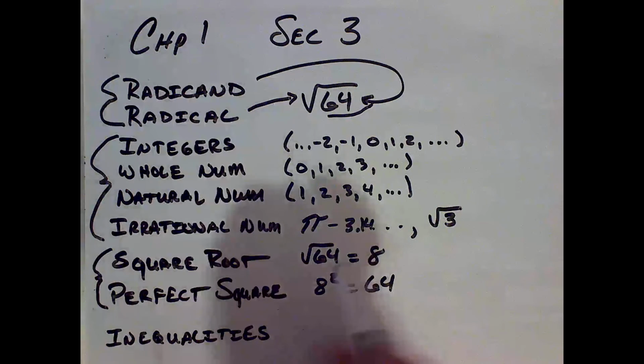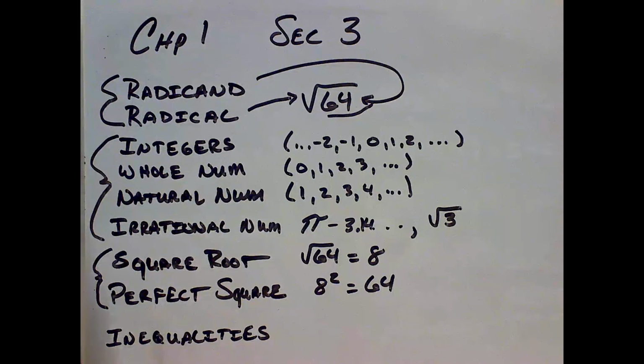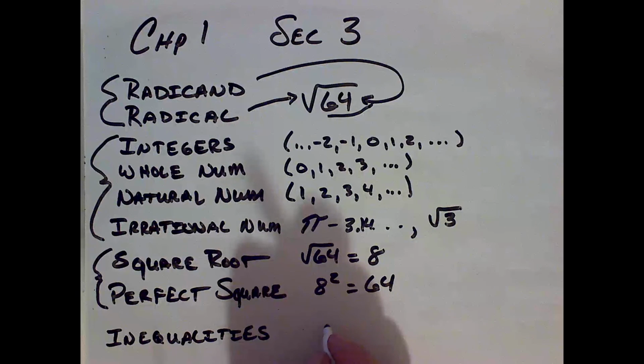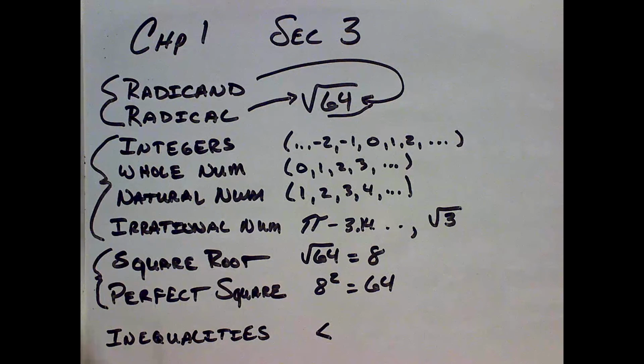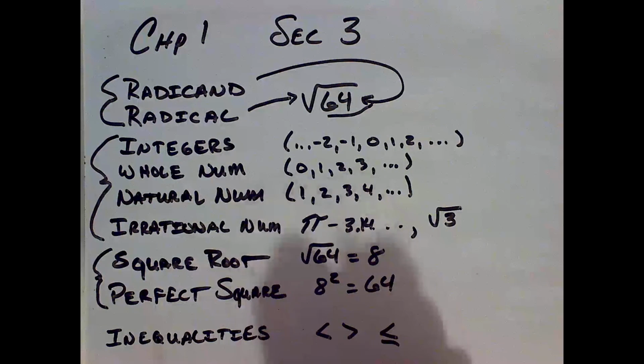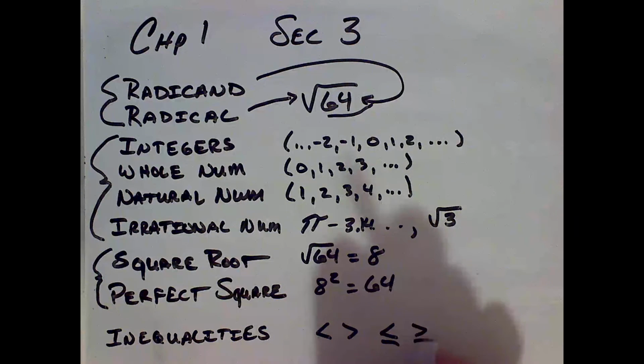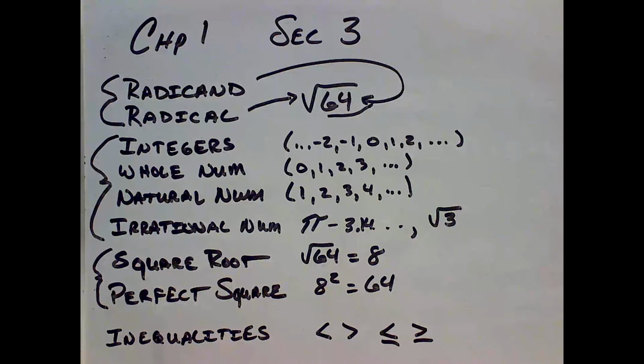I want you to start noticing these similarities, because as we get into chapters coming up in chapter 2, we're going to start learning about the perfect squares and the square roots. And these are something that you need to memorize. Now, inequalities. Inequalities would be something like less than, greater than, less than or equal to, or greater than or equal to. These are inequalities. This is the vocabulary you have to learn for this section, and learn this because you're going to be needing this in your upcoming chapters.